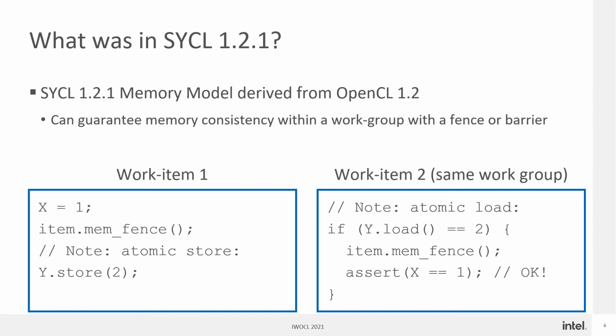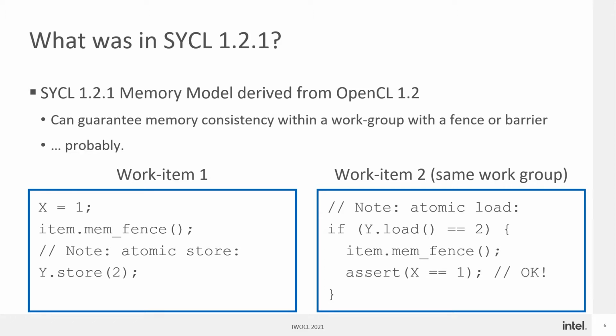So this is an example that looks a lot like the simple example on the previous slide, where in one work item, which is kind of the equivalent to one thread, we're first going to store the value of 1 to x, and then we're going to have our memory fence, and then we're going to do a special atomic store when we write to y. So we're going to use the atomic store to store the value of 2 to y. In work item number 2, which is kind of the same as thread number 2, we're going to do a special atomic load, and if that atomic load sees the value of 2, we can have a same memory fence, and then we can guarantee that our assertion is okay.